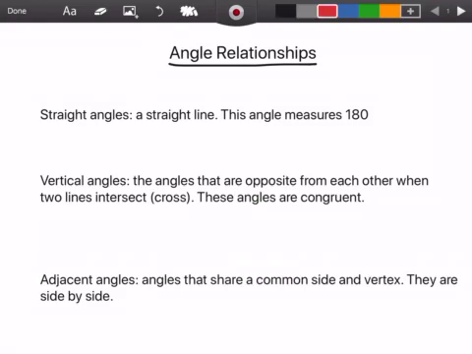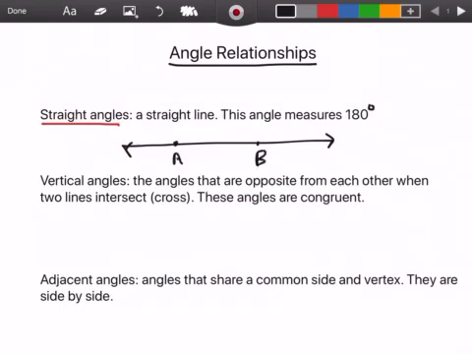All right, the first one we're going to talk about are straight angles. This is a straight line. Okay, the straight angle measures 180 degrees. Put my degree sign on there. All right, so what this looks like is a straight line. Let's say that there's point A right here and point B right here. The measure of this line from point A to point B is 180 degrees.